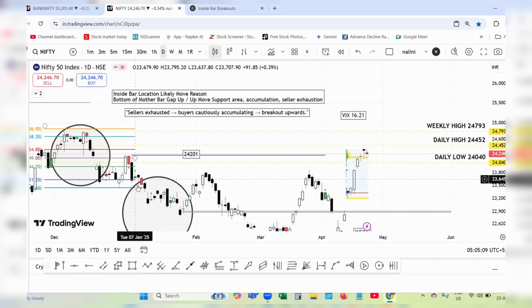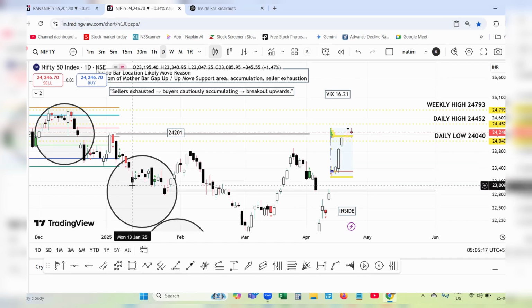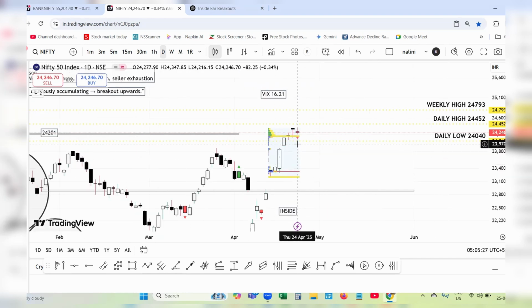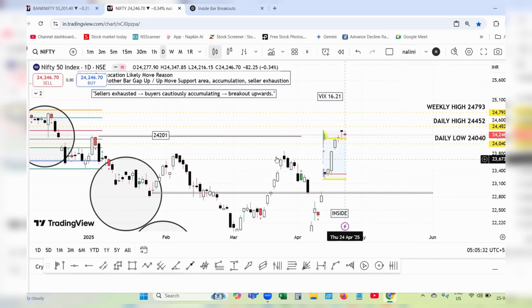So you can anticipate a gap up, and the market has also shown a breakout of the market structure. That is an indication, when the market structure is breaking out, that you can anticipate the next move in the market. Probably we may see more than 24,452 today, with the market reaching up to 24,672 to 24,700.